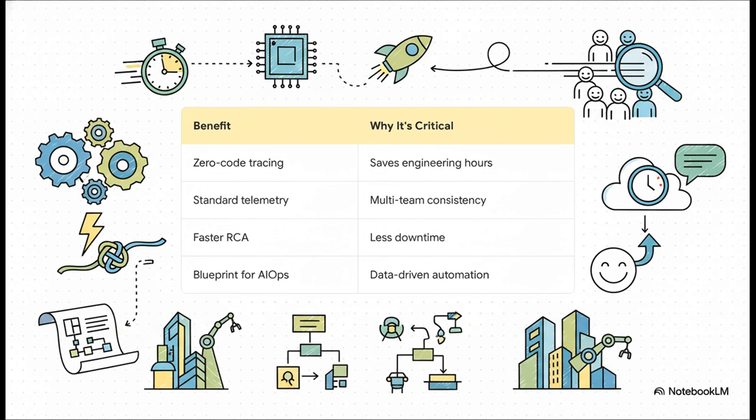Zero-code tracing means your teams can ship features faster. Standardized telemetry means everybody across all your different teams is looking at the same kind of data. They're finally speaking the same language. And that leads directly to faster root cause analysis, which means less downtime and, of course, happier customers. And it perfectly sets the stage for what's coming next.